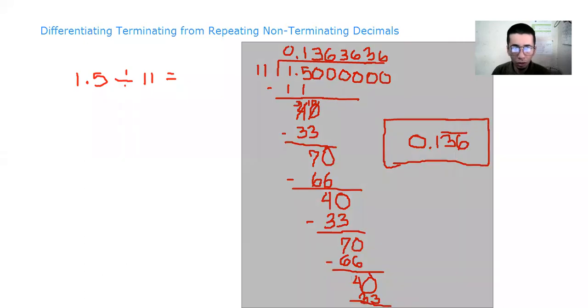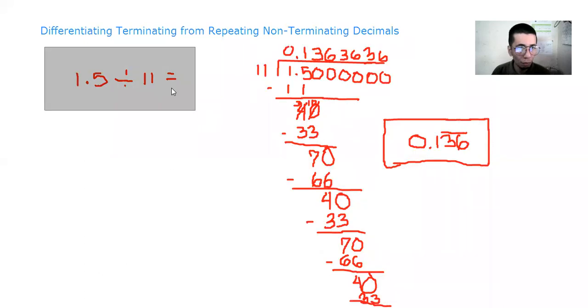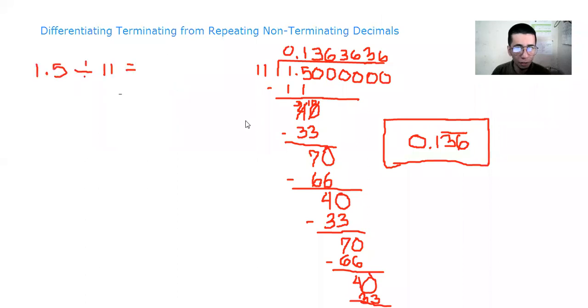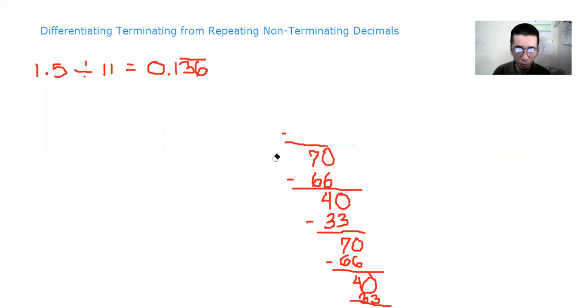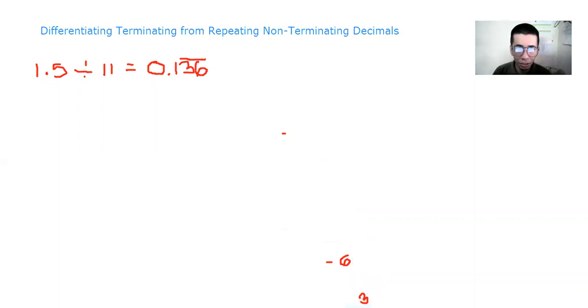So, ang sagot natin dito, diba? We have 1.5 divided by 11 is 0.136 with a bar in 36 because 36 is a repeating. So, babarahin ko na to. Dahil yung 36 is repeating or non-terminating decimal.